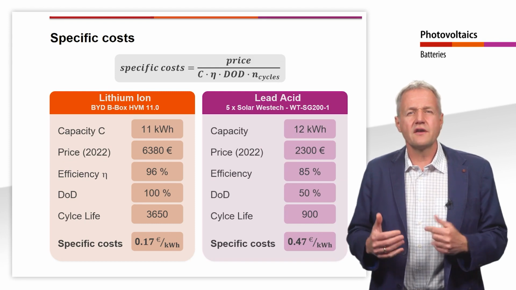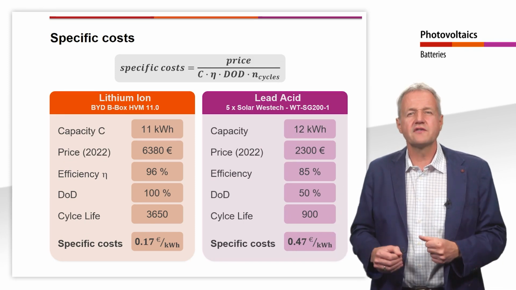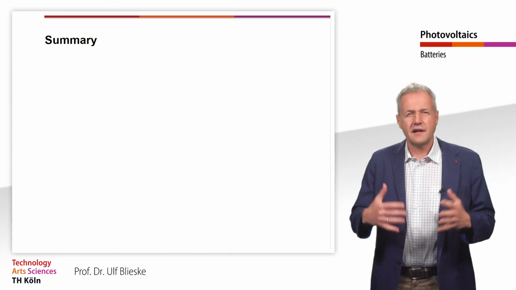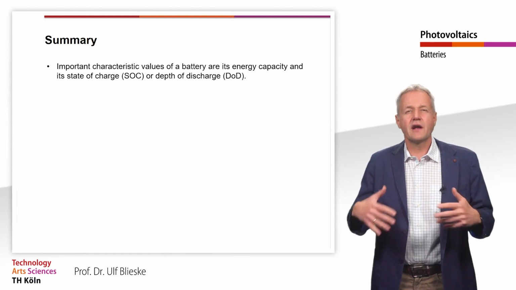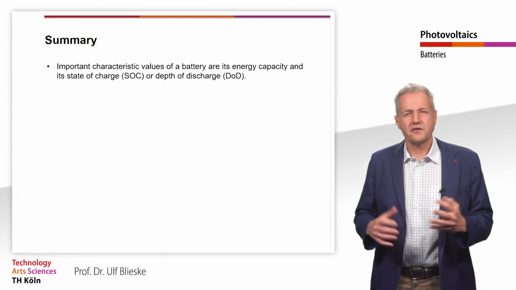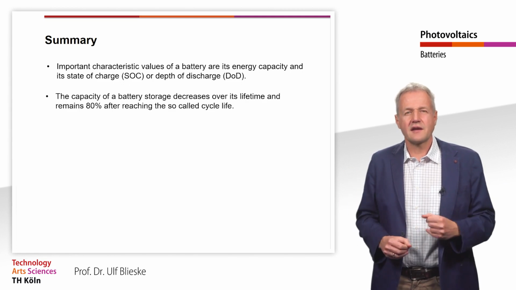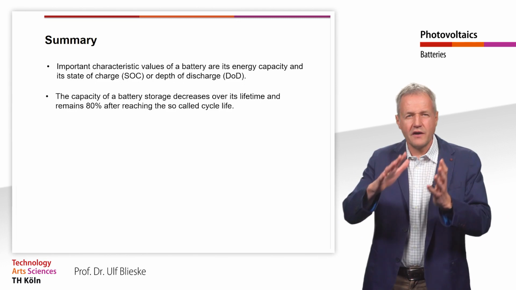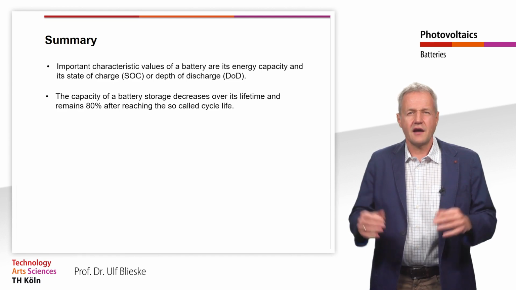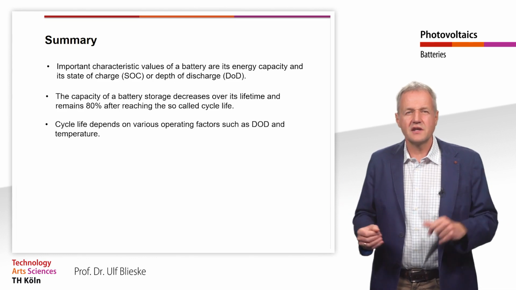It is only through the continuous further development of lithium-ion technology that the use of battery storage for increasing self-consumption is becoming economical. Let us summarize. Important characteristic values of a battery are its energy capacity, its state of charge SOC, and its depth of discharge DOD. We have seen that the capacity of a battery storage decreases over its lifetime and remains at 80% after reaching the so-called cycle life. Cycle life depends on various operating factors such as DOD and temperature.